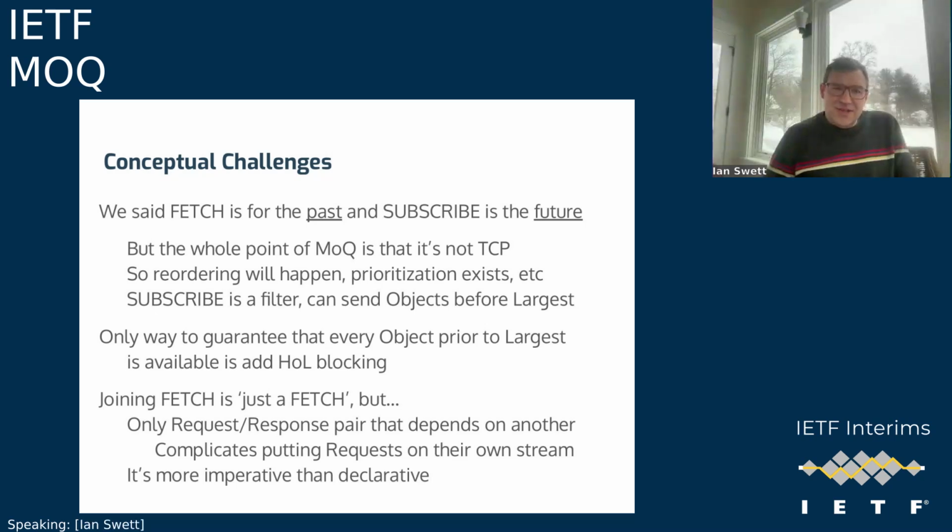Also, one challenge is joining fetch is just a fetch, but it's not. It's the only request that depends on another request, as previously discussed. This adds a little bit of complexity in the whole BiDi stream PR. It's not particularly difficult. You just add an ID and then you associate them. But it's an edge case. It's an oddity that it's a request that depends on another request. It is also more imperative than declarative. It's saying what to do, not I want this data. And as I'll talk about a little bit later, there are cases where I think that creates some real challenges in the current design that we still haven't fully dealt with.